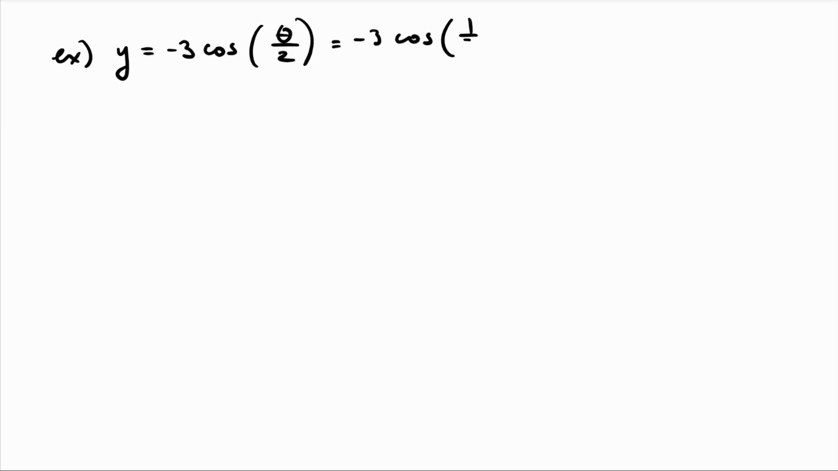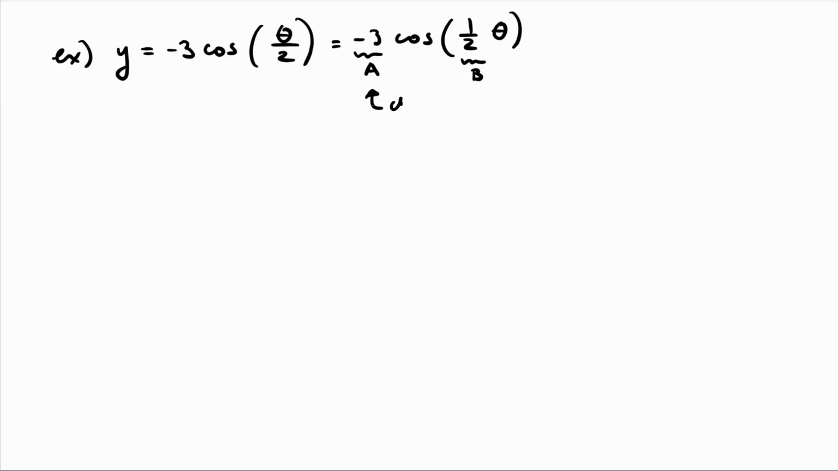So now let's take a look at an example where we incorporate the two previous transformations, the one that changes the amplitude and the one that compresses or stretches the function. So this is the function. We can think of it as cos of 1/2 times theta. So this is kind of like our A, and this is our B.